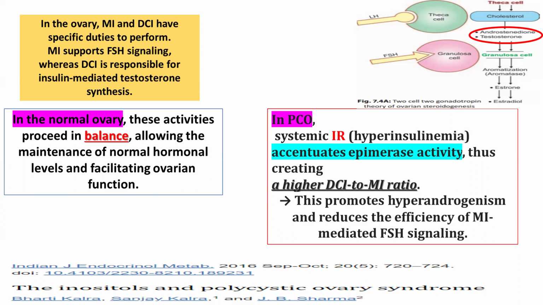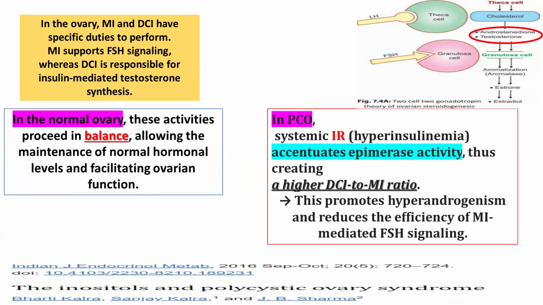So in the normal ovary, there is balance between myo and the chiro. And as I told you, myo should be much more in amount than the chiro, as in nature, 99% is myo and 1% is the chiro. By this balance, there is maintenance of the normal hormonal level and facilitating ovarian functions. This is in normal ovary, okay?